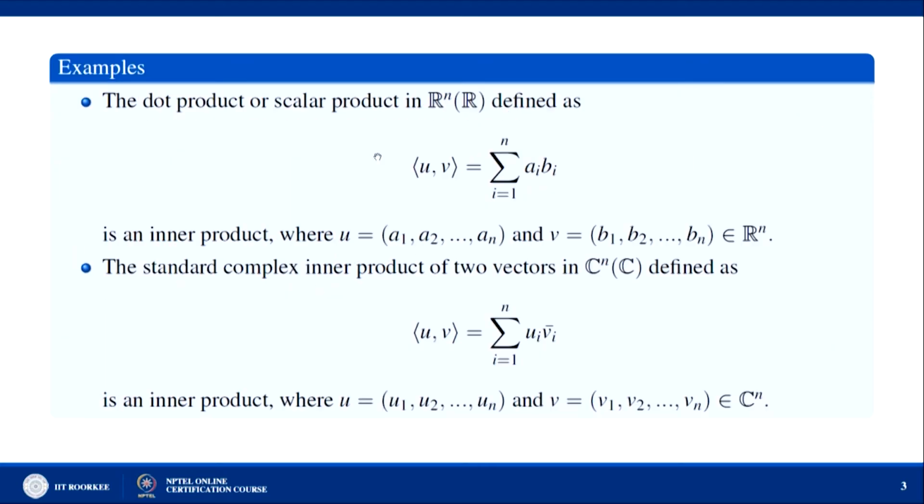Now, let us discuss first few examples based on this. The first example is the dot product in Rn. If we define a dot product in Rn as this, then it defines an inner product. Let us see how. You are taking V as Rn and the field as R. If you take U as A1, A2 up to An, and V as B1, B2 up to Bn, then the inner product of U and V is simply the summation of Ai Bi, i from 1 to n.